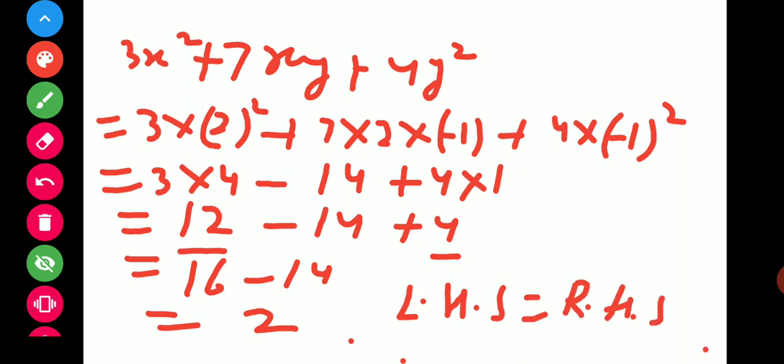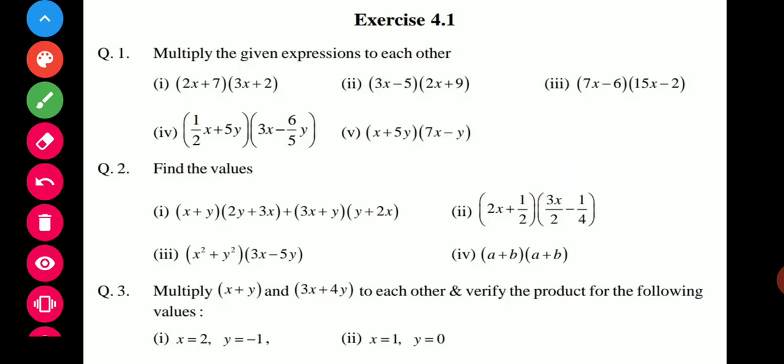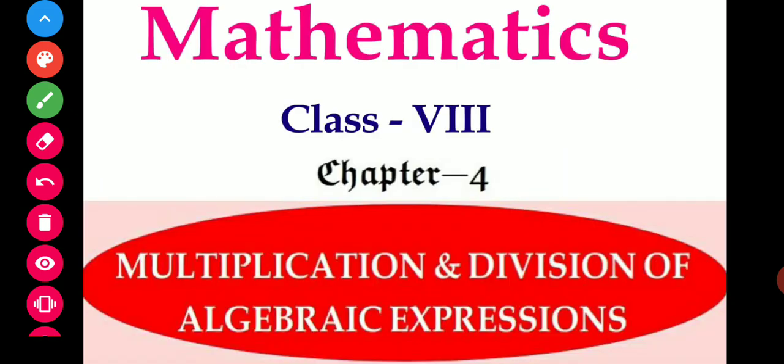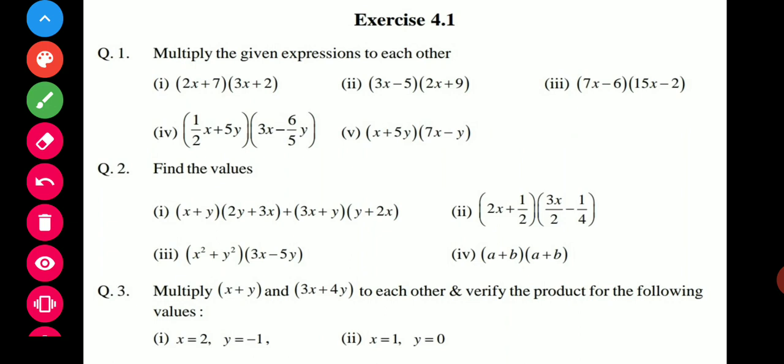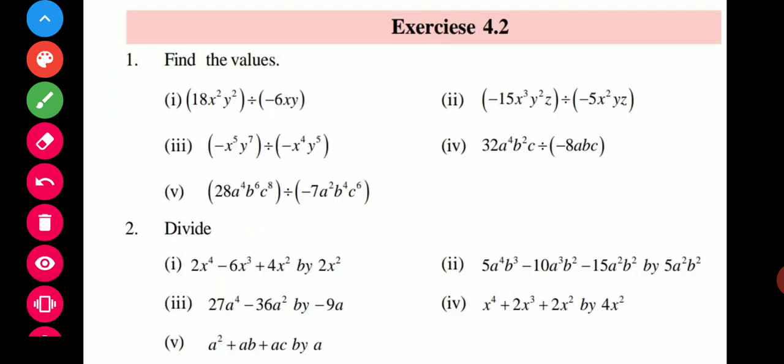Similarly, you can do the other parts of this question and hence verify. The other part is for your homework. You can do this one part very well. It is your homework, so you can do it at home. Now come to the next exercise, that is 4.2.